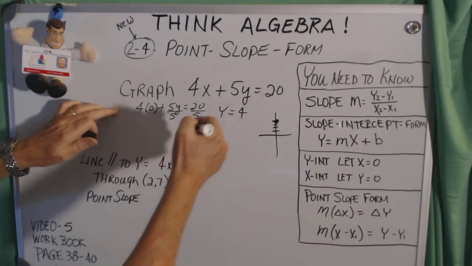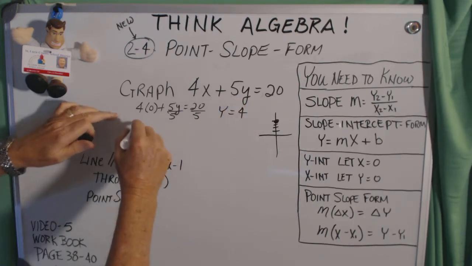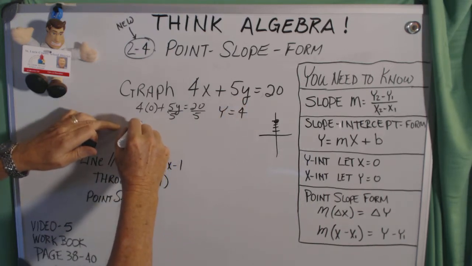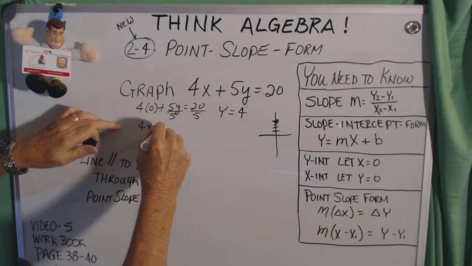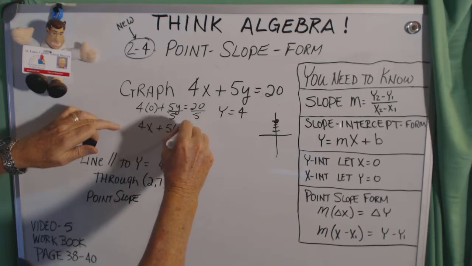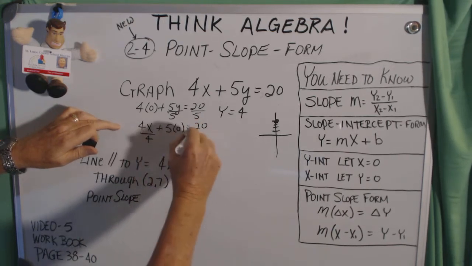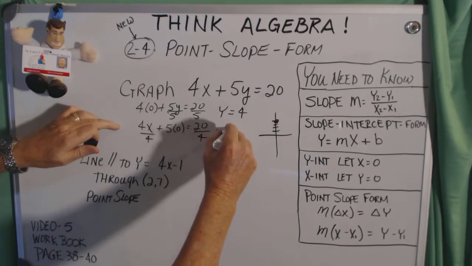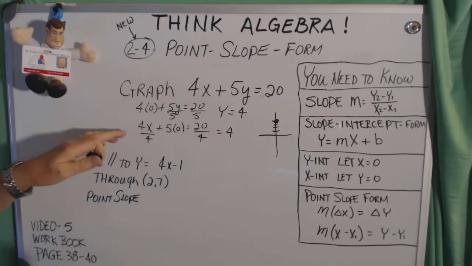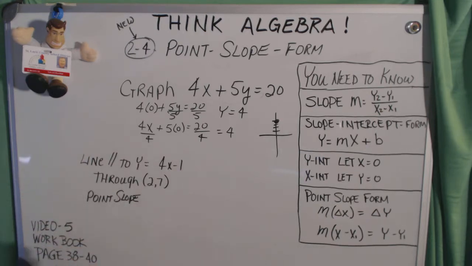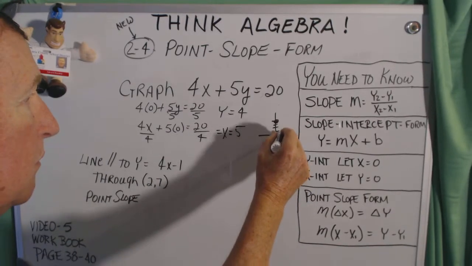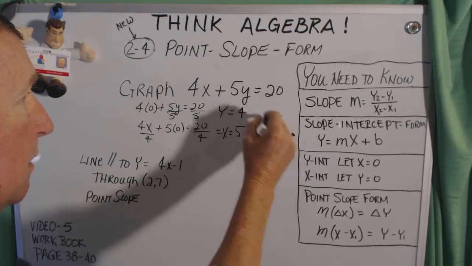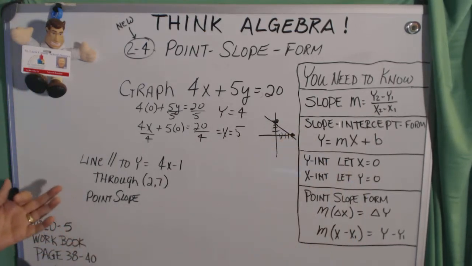And now I want to figure out what my x-intercept is. I let y equal 0. So I'm going to have 4x plus 5 times 0 equals 20. I divide both sides by 4, and I get x equals 4. Also, x equals 5. Look at that. Can't even divide. Okay, so x equals 5. And I go over 5. 1, 2, 3, 4, 5. I'm done. How easy was that?